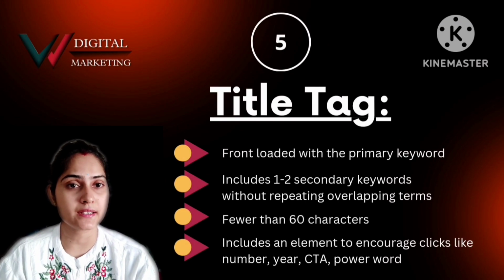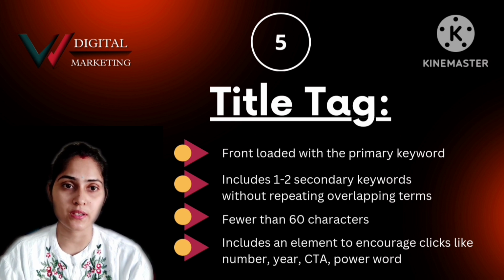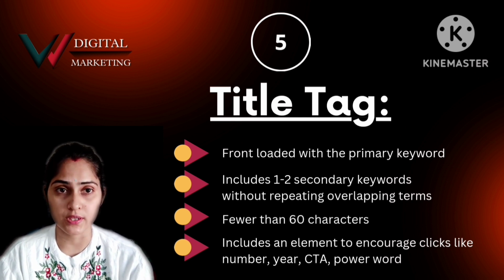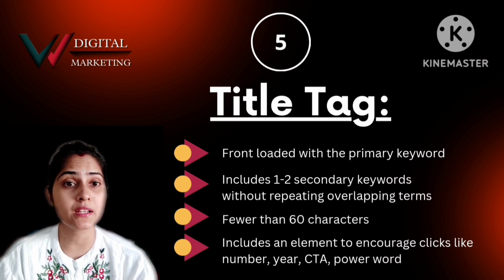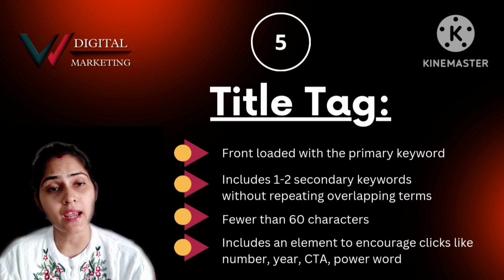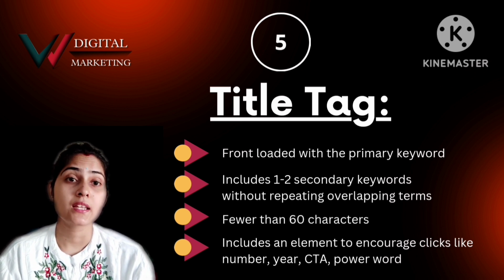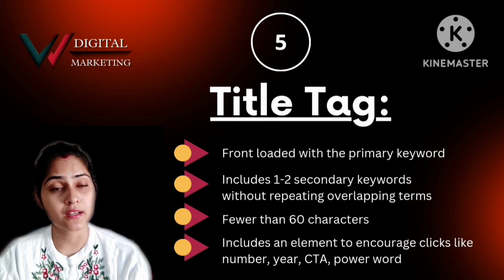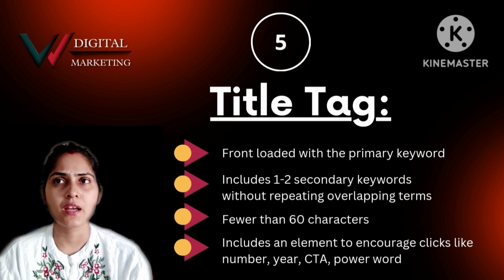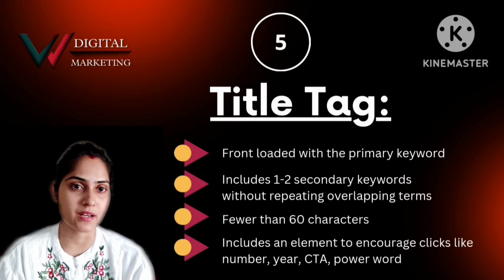Next is title tag. The front of the title tag should be loaded with the primary keyword and it should contain 1 to 2 secondary keywords without repeating the overlapping terms. And the title tag should be fewer than 60 characters. Plus, the title tag should contain an element that encourages clicks. For example, numbers, years, or CTA, power words, etc.